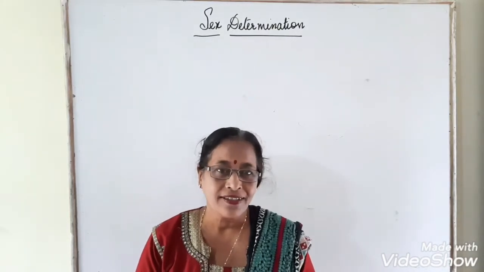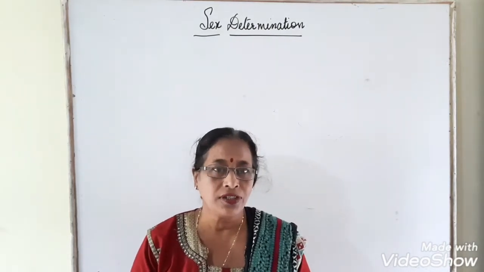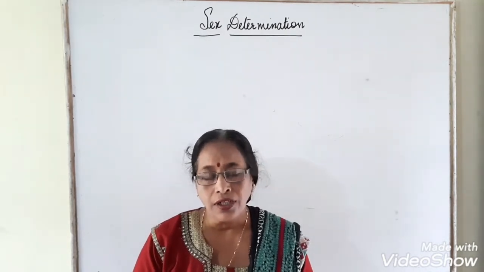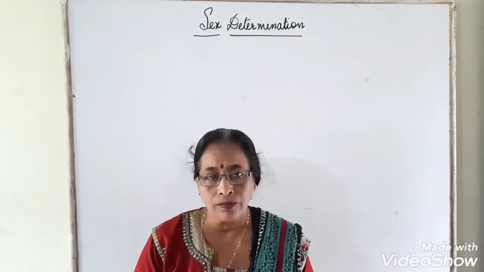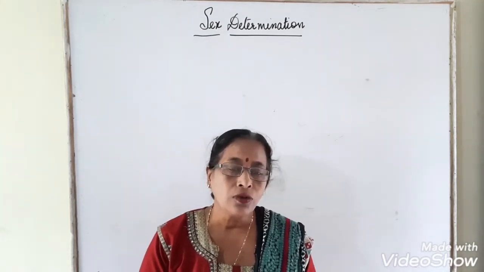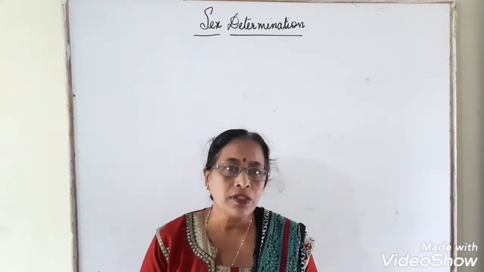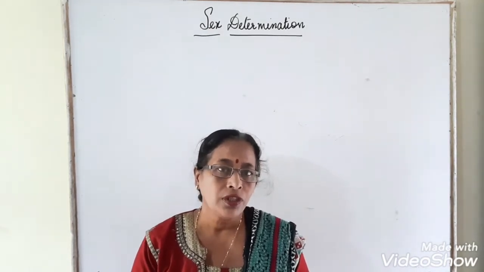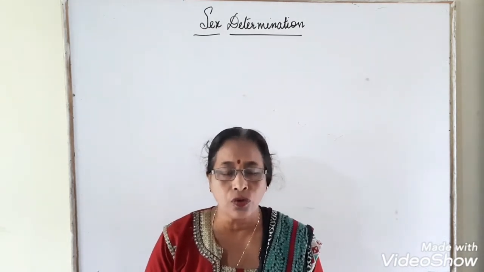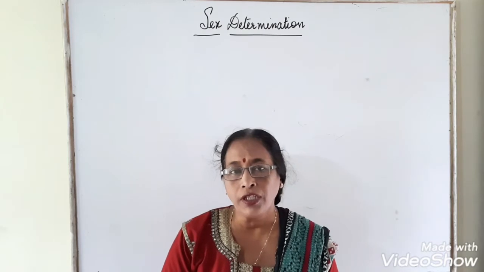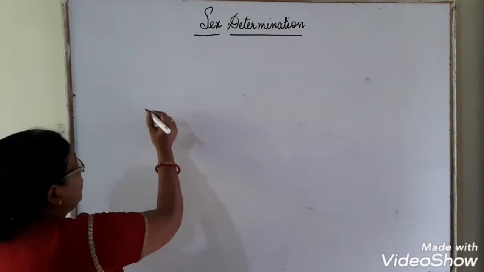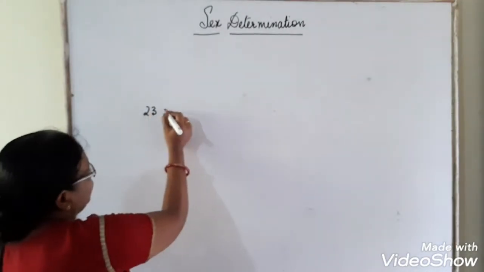In today's class, we shall talk about sex determination. But before we start sex determination, let us know what is sex chromosome. In a diploid or unisexual organism, the chromosomes which determine the sex, or by which the sex is associated, are known as sex chromosomes. For example, we take the case of human beings. Human beings have got 23 pairs of chromosomes.